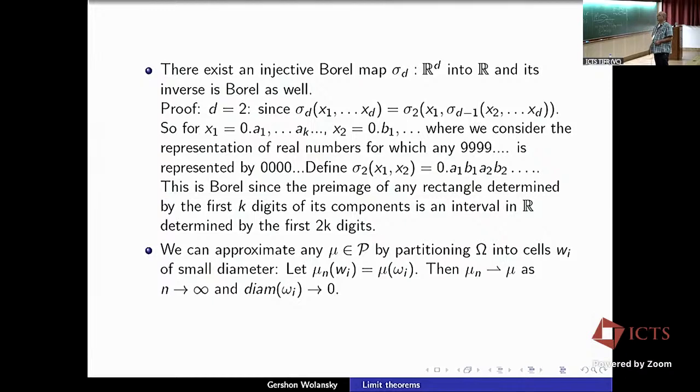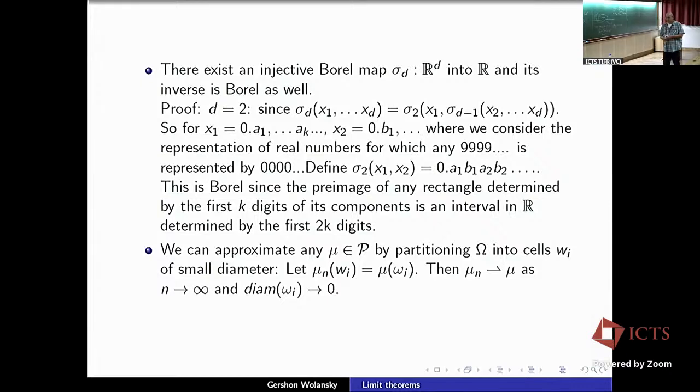I just say that for any Wi in the set of partitions, the part Wi gives the same measure as mu. And so look for a sequence of measures mu n like this, where the diameter of the partition goes to 0. Then mu n converges weak star to mu, as n converges to infinity with the diameter of Wi uniformly going to 0.